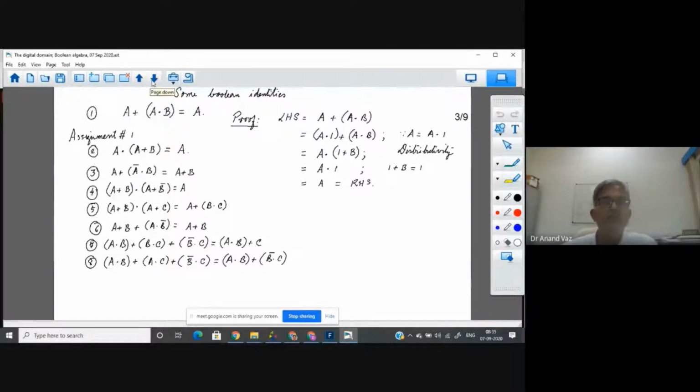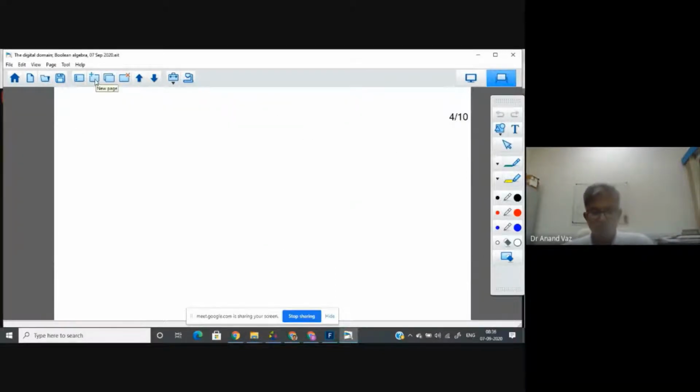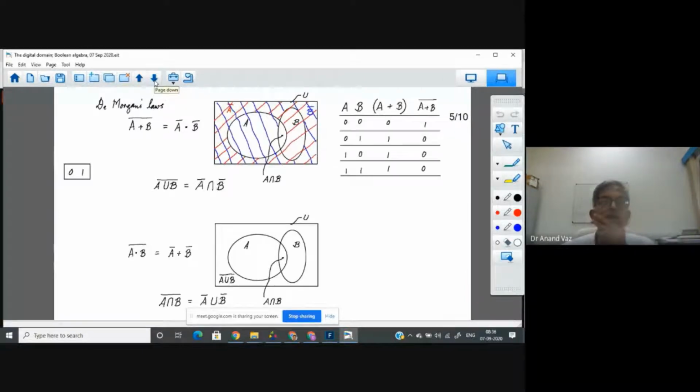Now we'll proceed to the next part, and that is De Morgan's laws. So I have got a little picture here on De Morgan's laws, and as they are applied to Boolean systems or binary or Boolean logic. So here you have not of A or B is equal to not of A and not of B.